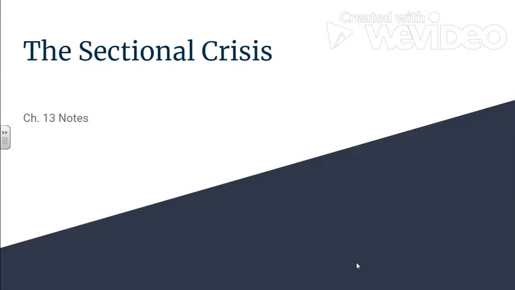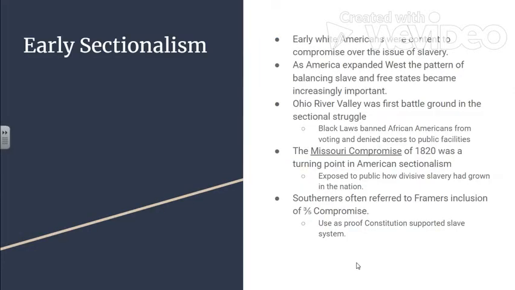Okay, so the first thing that we're going to look at is sectionalism. We have seen sectionalism throughout this class so far, from looking at the differences between the northern colonies, the middle colonies, and the southern colonies. And hopefully by now you understand that those differences in political ideology, in economics, in social aspects have continued to be features of the United States thus far.